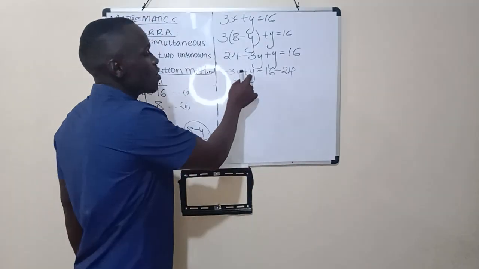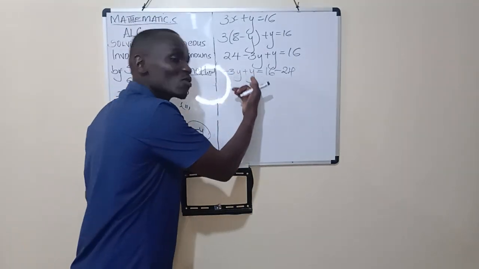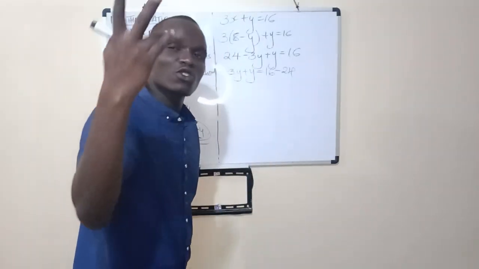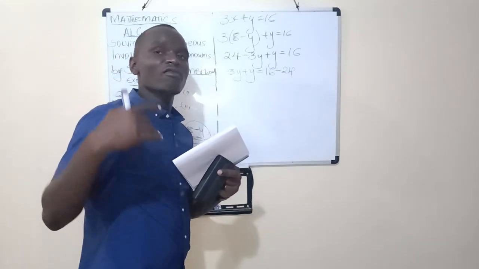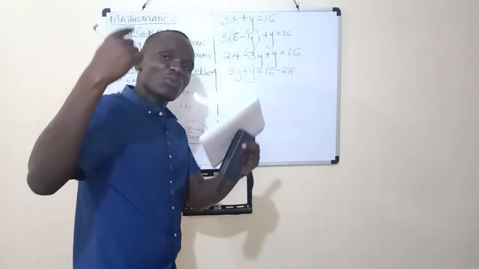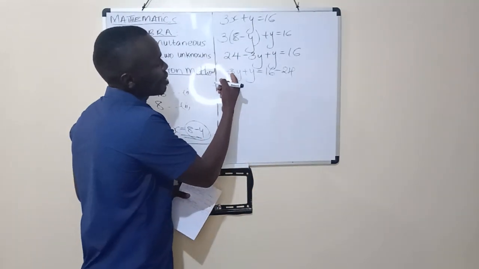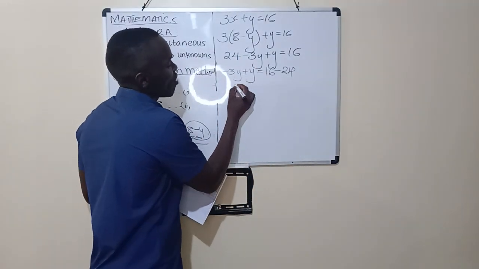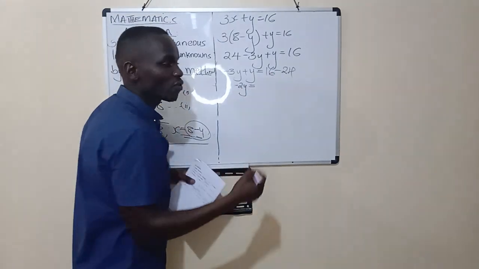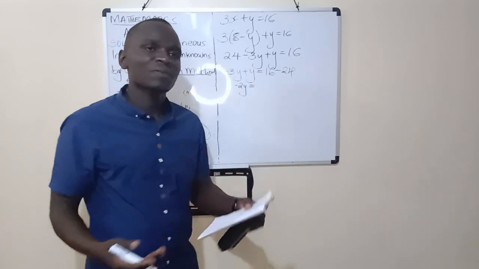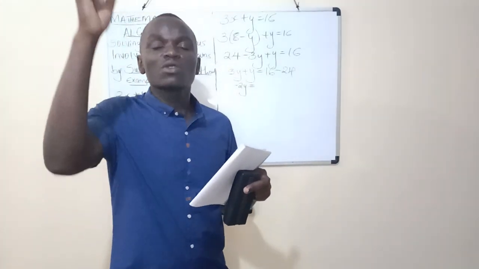When we pay 1, we are going to have a debt of 2. So in this case, minus 3 plus 1, we are going to have minus 2. It means I have a debt of 3, but I already have 1. If I use 1 to pay the debt, I am going to remain with a debt of 2. So in this case, you're going to have minus 3 plus y, we are going to have minus 2y equals to 16 minus 24. 16 minus 24, it means I have 16, but I owe someone else 24 shillings.